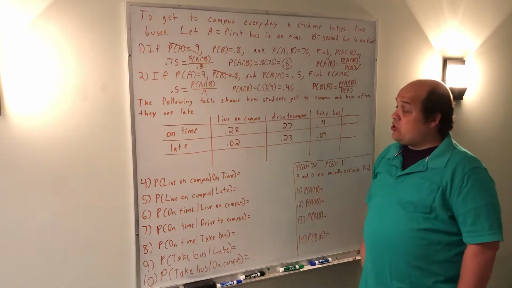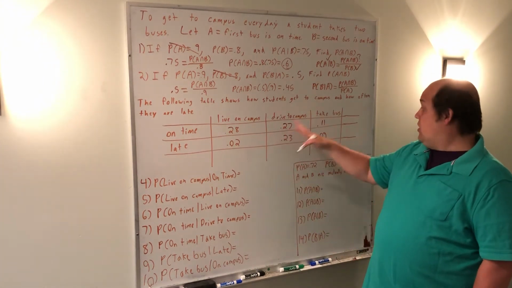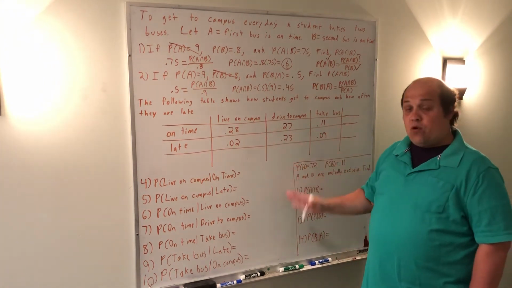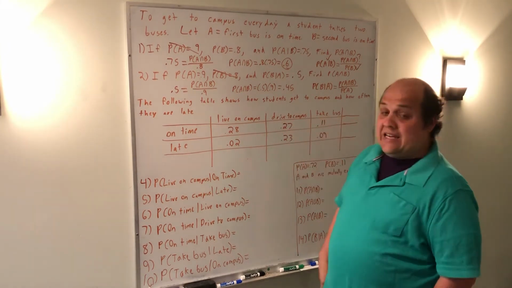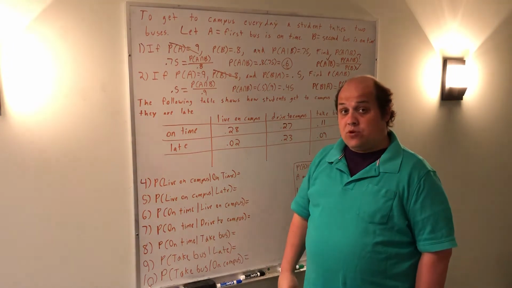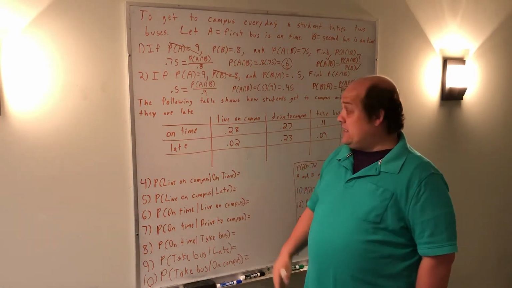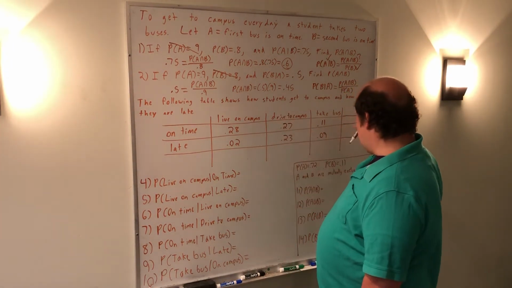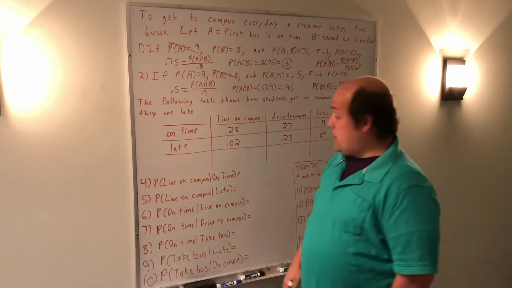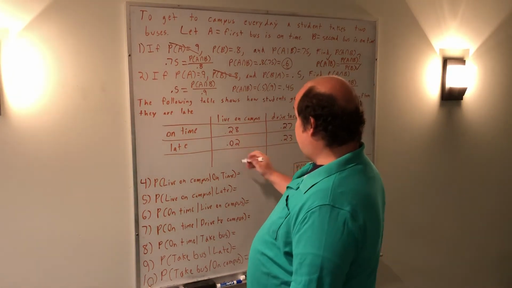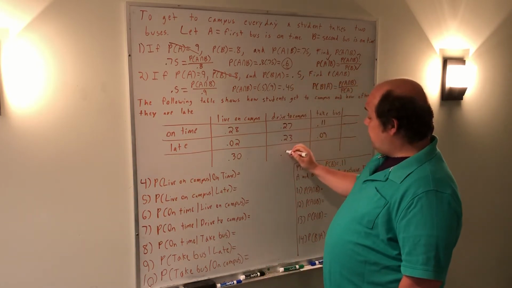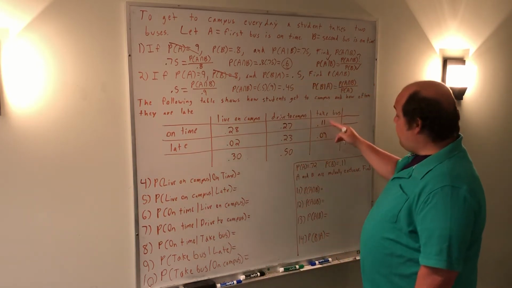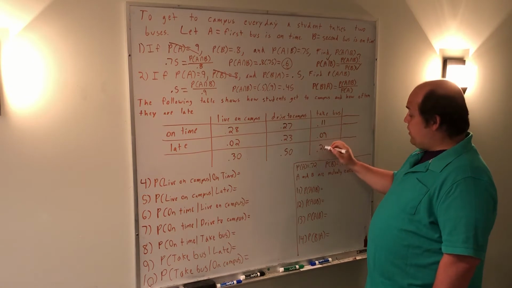The next set of questions is based off of this table. This table is given to us in proportion form again. The difference is, instead of just picking out specific cells, we're going to need to know how to do conditionals with this table. Like before, my preference is that we start by adding all the rows and columns so that we have those totals to begin with. First column, 0.28 plus 0.02 gives me 0.30. 0.27 plus 0.23 gives me 0.50, and 0.11 plus 0.09 gives me 0.20.